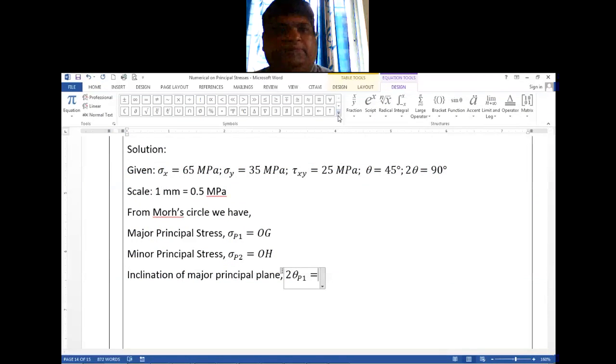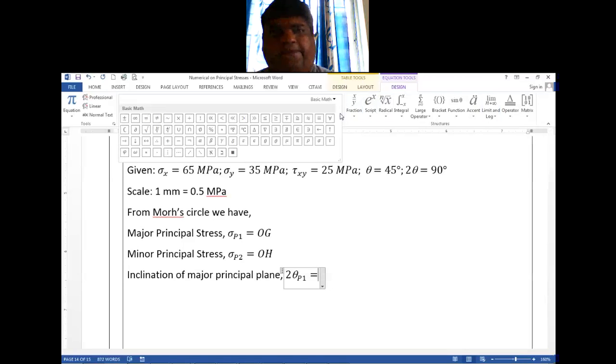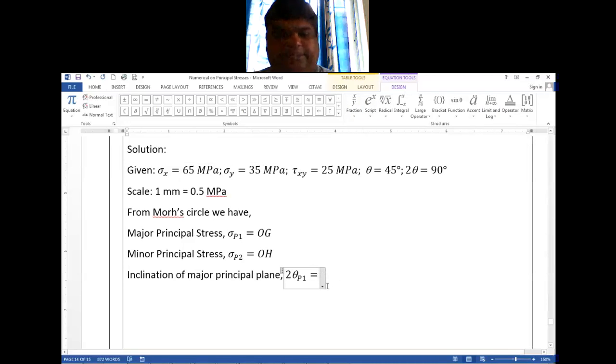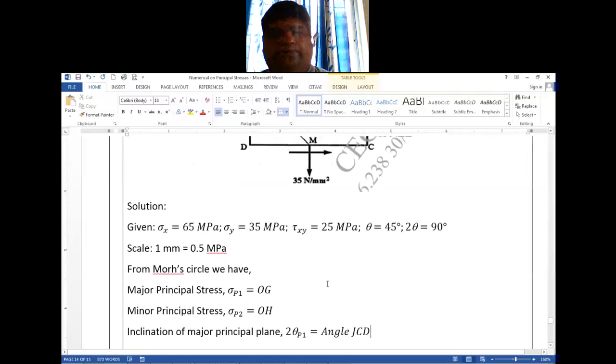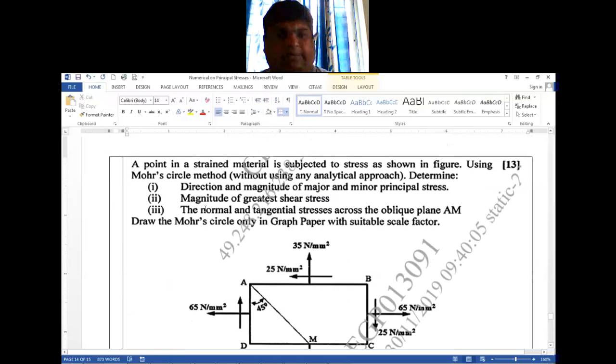Do we have a symbol for this? Forget it, I will just write it as angle JCD. So you have to measure that angle. From that you will get theta P1. So JCD by 2 will be theta P1 and theta P1 plus 90 degree will be theta P2. Okay, that we will do it later.